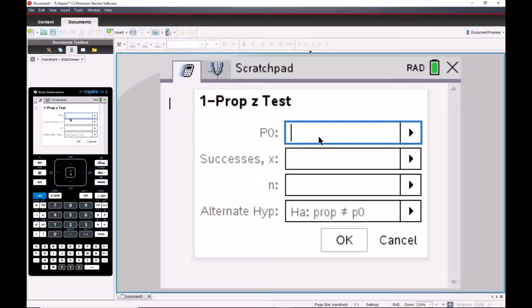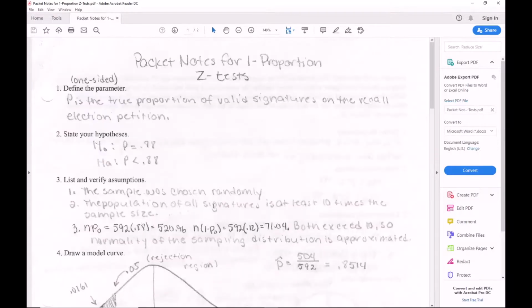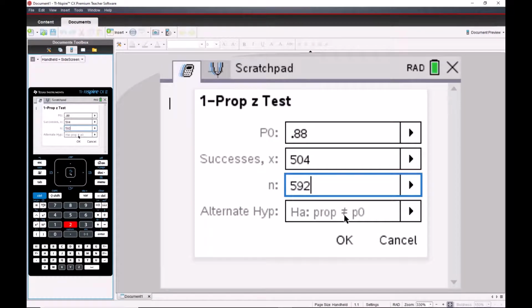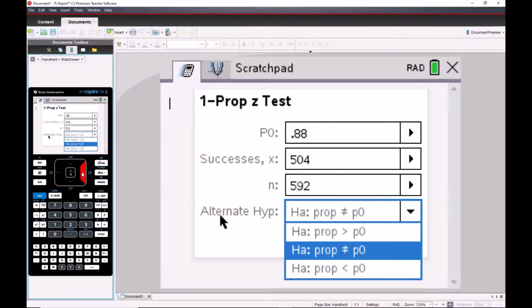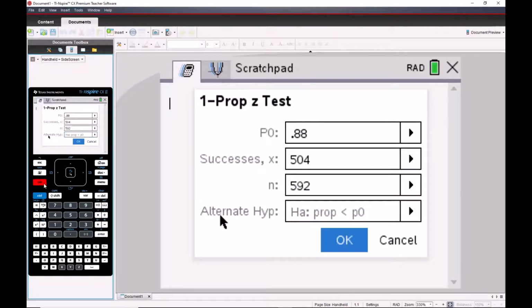There it is. All right, the p-naught statement here is 0.88. The number of successes was, I believe, 504. That was the numerator of our fraction, and that was out of 592, so that'll be n. And this one, if you remember, was less than. That's our alternative. So we've got to make sure that this is the correct alternative. That is not equal to, so that is not correct. All right, go in there, right arrow, drop down to less than, hit enter, tab to OK, and you're good to go.